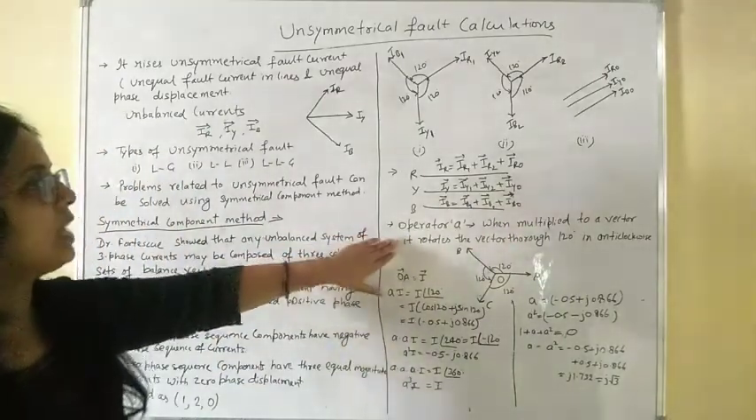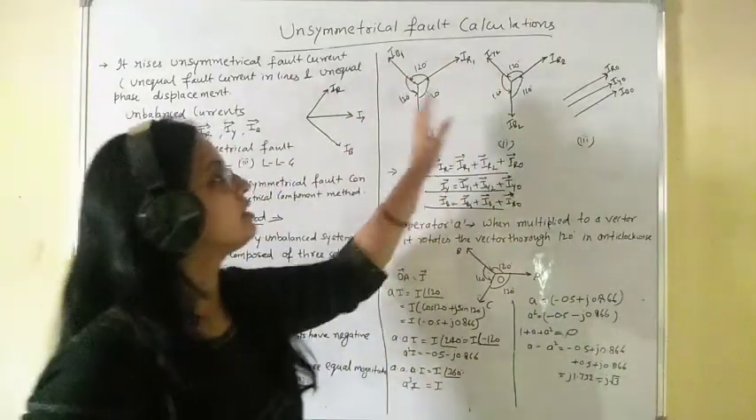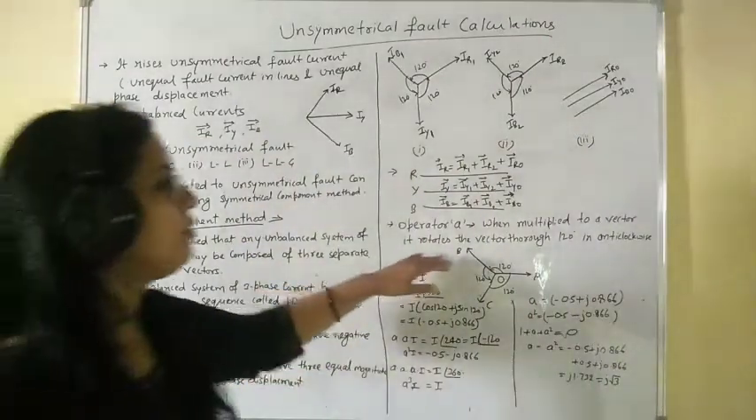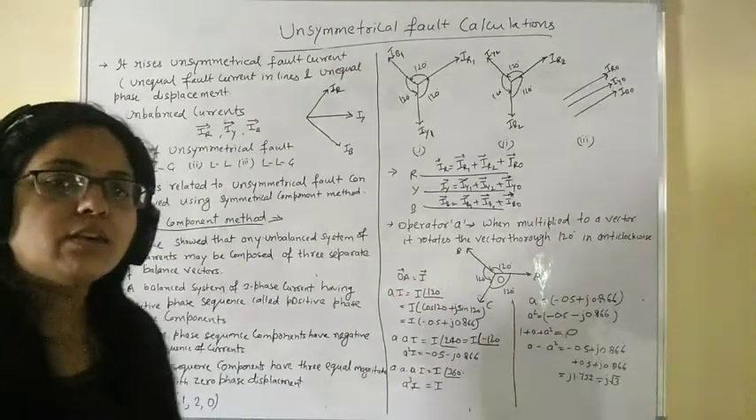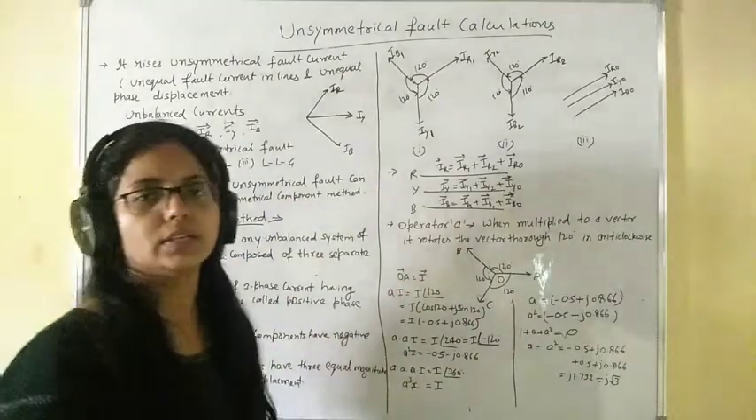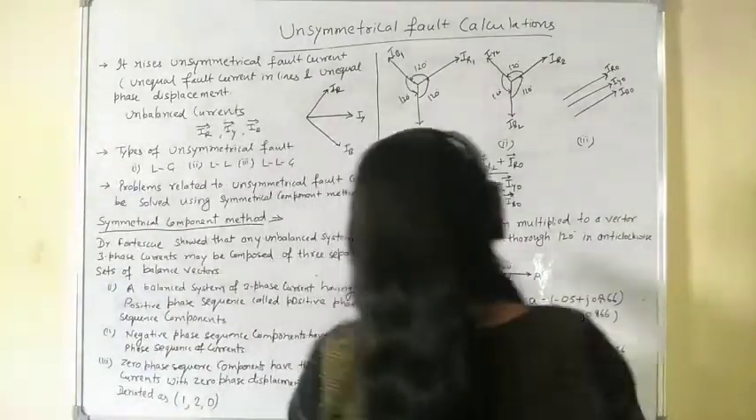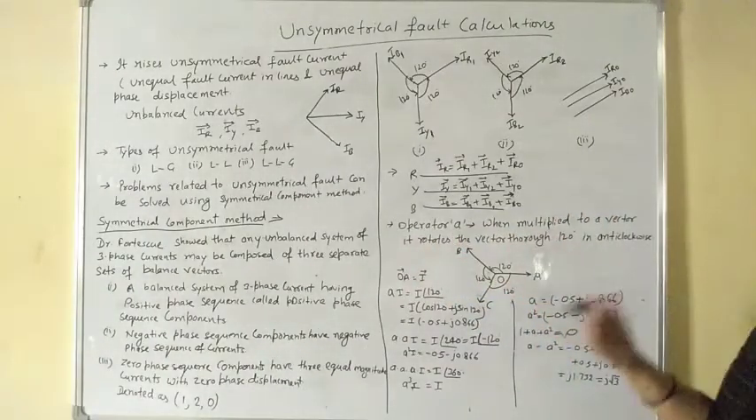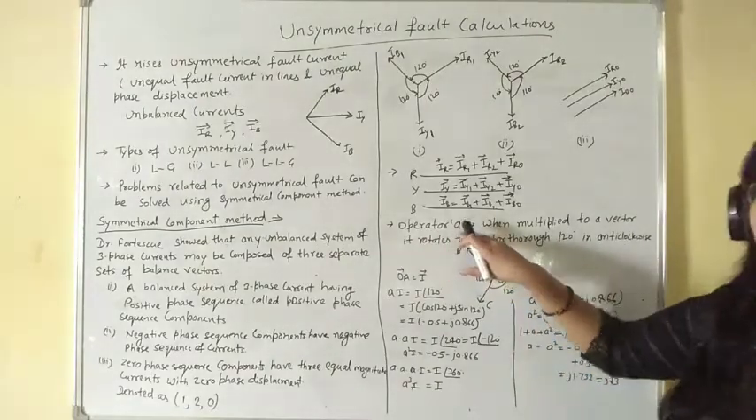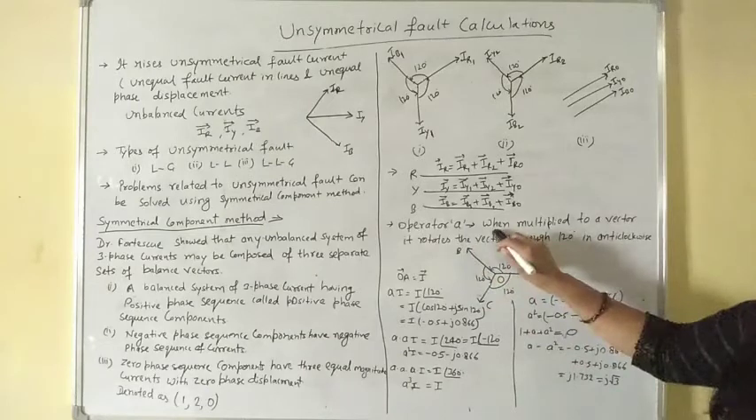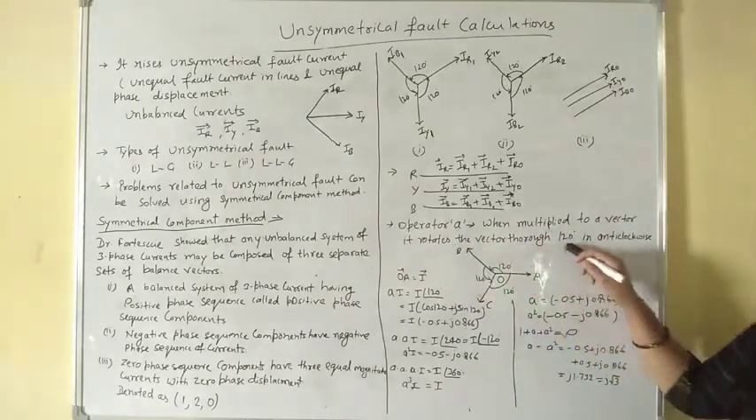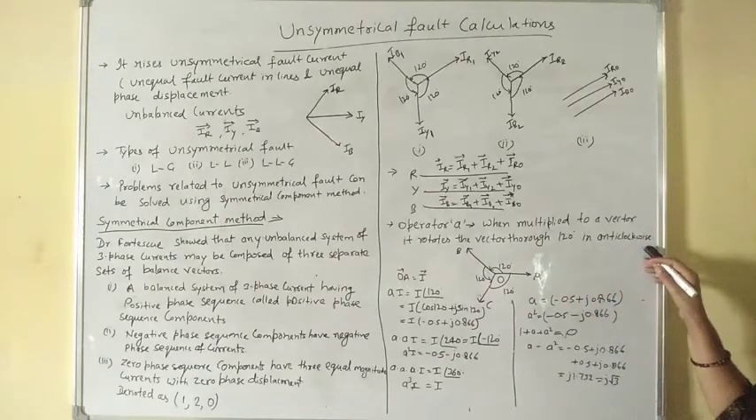So here we can see that in all currents there is a 120 degree phase displacement. That's why we defined an operator that will displace a vector by 120 degrees. This operator is denoted as A. In some books it is denoted as alpha. So here we are considering it as A. Basically when it is multiplied to a vector, it rotates the vector through 120 degrees anti-clockwise.